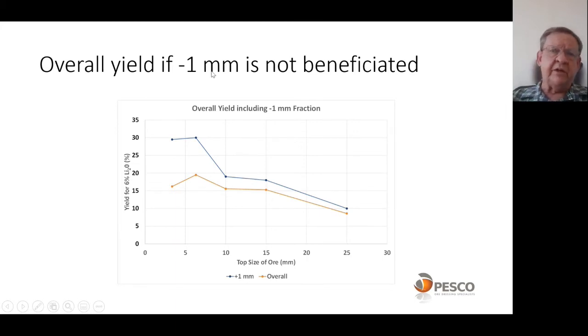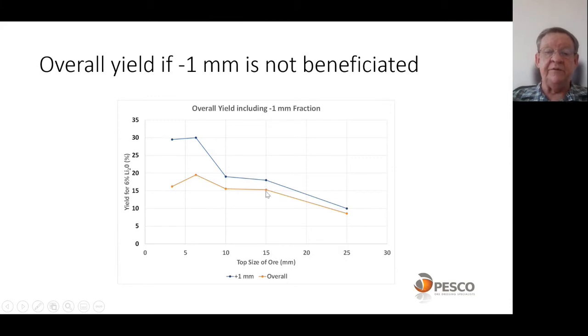Some plants will look at flotation for the recovery of the -1. Other plants will discard the -1. So if we assume zero beneficiation of the -1 millimeter, in other words, it generates zero yield or zero product, then the line reduces from the blue line, which is on the +1, to the orange line, which is the -1 included. And we can see now it's got quite a significant reduction of yield as you go finer, and that's because you've got more and more -1 as you get finer.